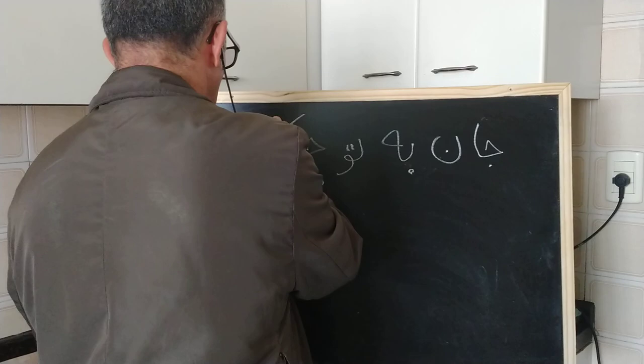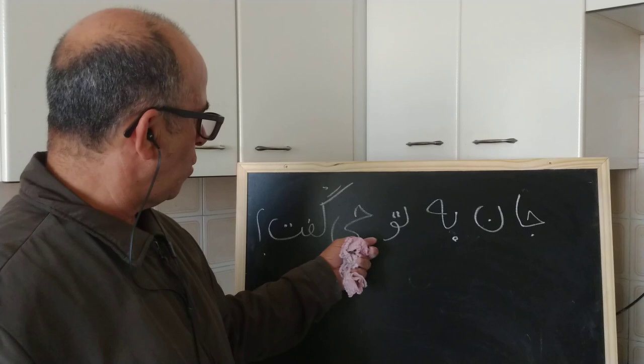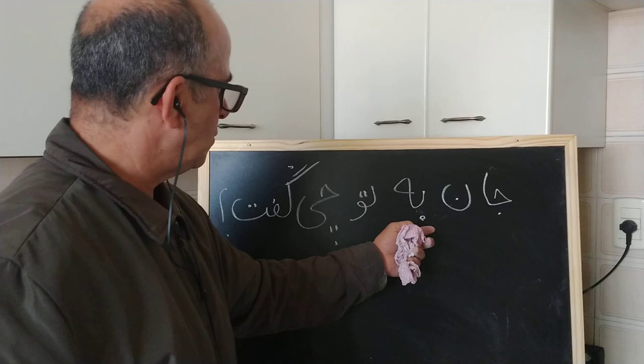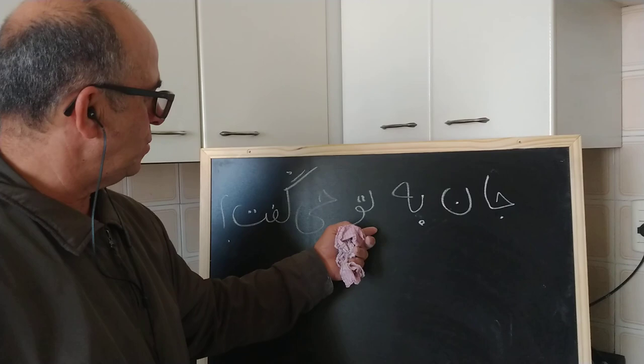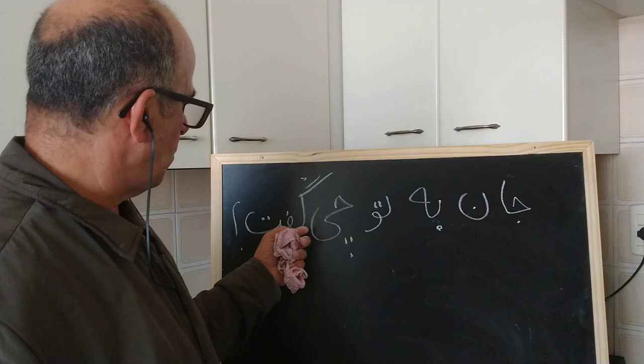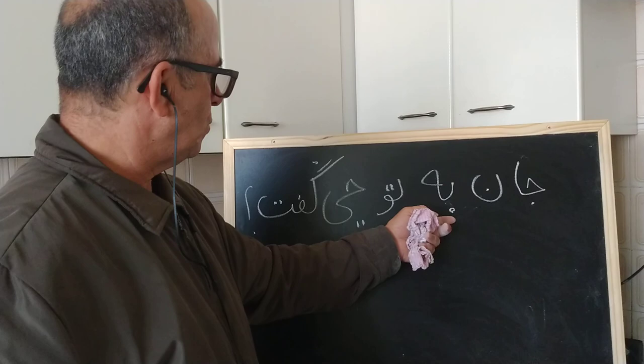John به تو چی گفت؟ What said John to you? What did John say to you? John به تو چی گفت؟ Okay?